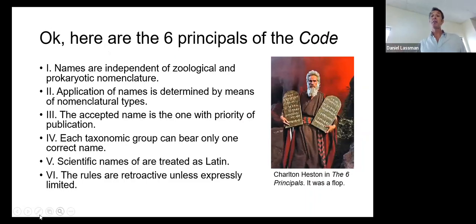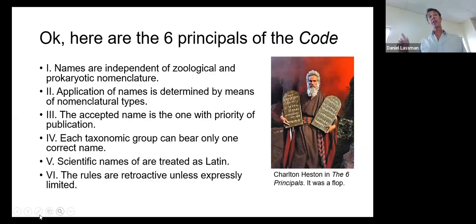Names are independent of any names in the zoological or prokaryotic nomenclature. So you can have an animal and a plant with the exact same name, and often there are. Application of the names is determined by means of types. Talk about that. The accepted name is the one with priority of publication. That is, the first one to the end of the race wins. That's the name we use.